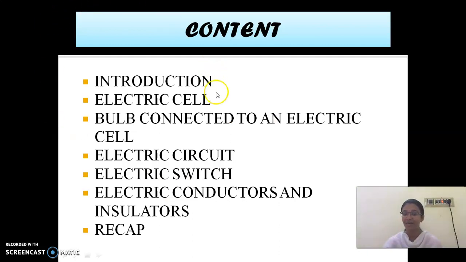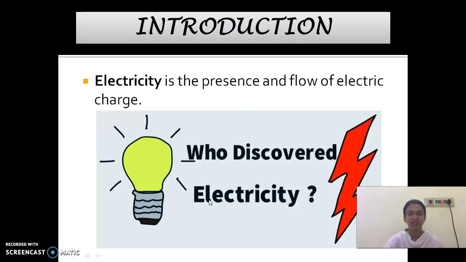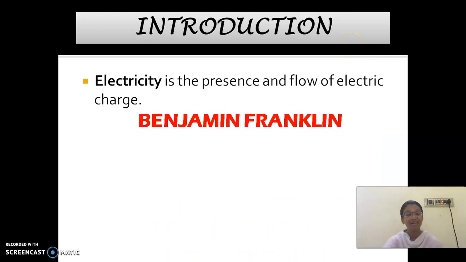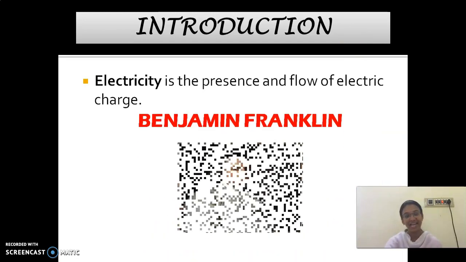They are introduction, electric cell, bulb connected to an electric cell, electric circuit, electric switch, electric conductors and insulators, and then recap. So first, introduction about electricity. What is electricity, children? Yes, electricity is the presence and flow of electric charge. Who discovered electricity? Very good, Benjamin Franklin.